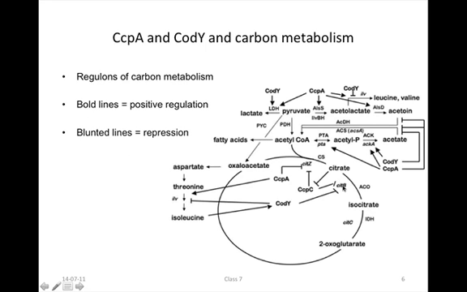So here's a TCA cycle involving CodY and CcpA. As I was saying, pyruvate forms lactate, and CodY activates lactate dehydrogenase, CcpA activates it. And on the other side, CcpA represses the formation of acetate and acetoin.